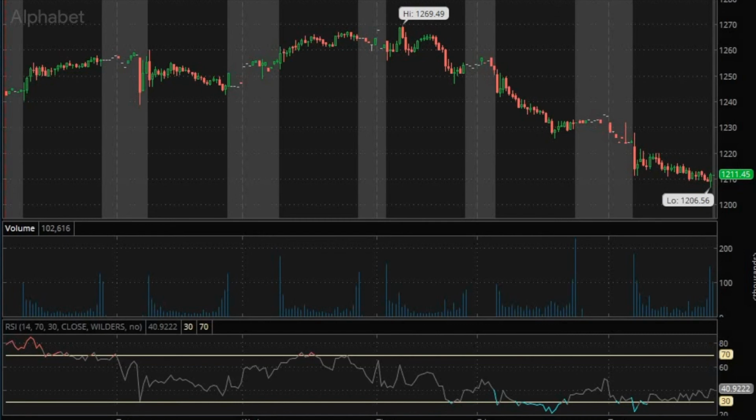As with any other technical indicator, we need to use them in conjunction with others. We can't totally rely on this one indicator. This is a very good indicator to use.